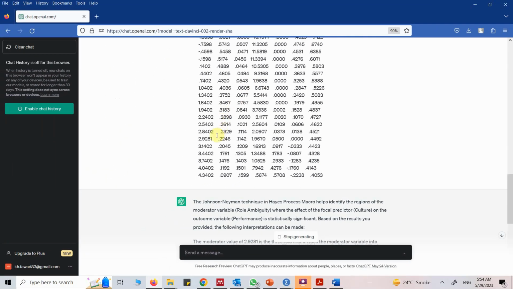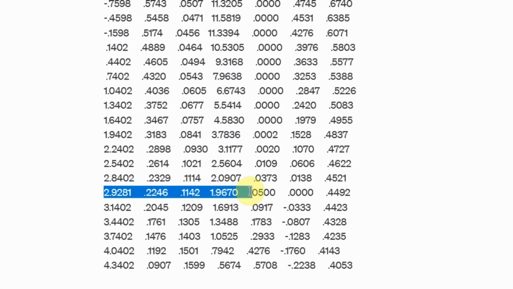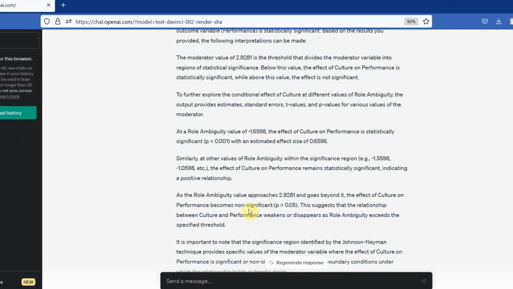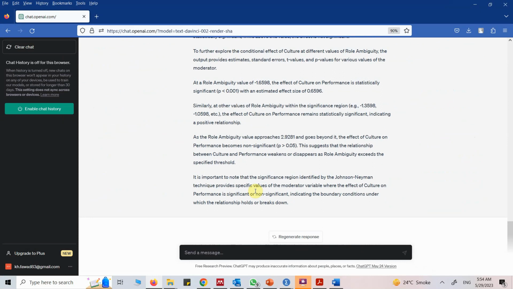Here it is. Look at this. As I mentioned earlier, if you increase role ambiguity, this is the level. When you keep on increasing it, this is the level that after this, even if you increase it, it does not moderate the relationship. And this is what Johnson-Neyman output is telling me. So this is how you can use ChatGPT with Hayes' PROCESS macro to understand moderation results. Thank you very much.